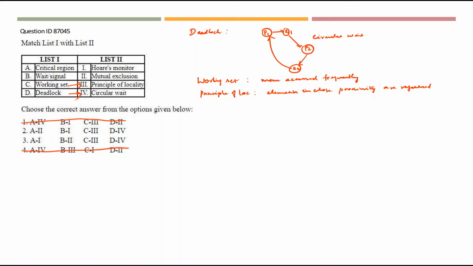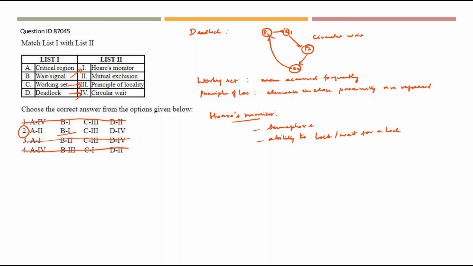Now we have critical region and wait or signal. So first we will find what is a monitor. A monitor is similar to a semaphore. It has the ability to lock or wait for a lock to view data. The work will be similar to semaphore. We will map wait or signal to monitor, B1. So again we can rule out option number 3. Option 2 will be the right answer.